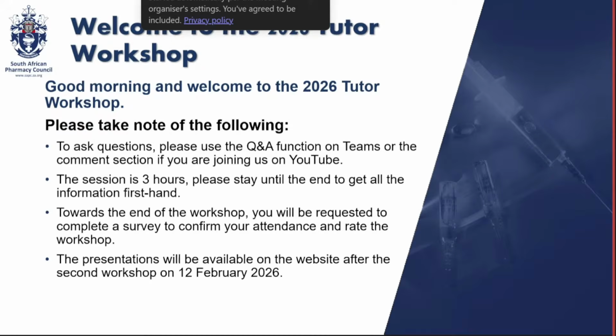And then from there, we will come to the second session wherein we will be navigating the CPD platform just to make sure that you know where to go.